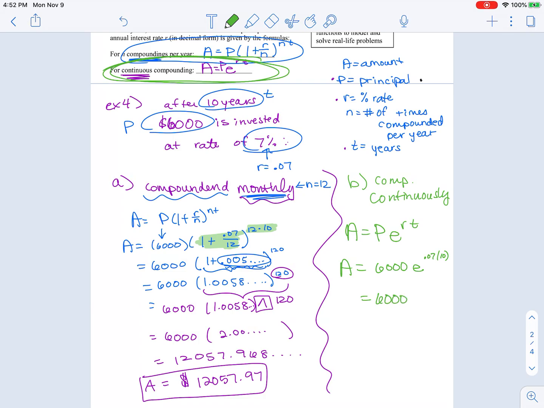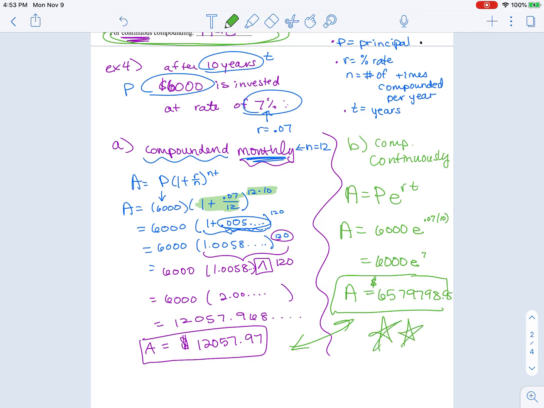So we're going to just plug this into our calculator: 6,000 times e. And when you hit second natural log, or ln, it should automatically give you e to the, and then 0.07 times 10 is just 7. So if we get that in our calculator, we should come out with 657,979.895. So what do you think is a better investment?